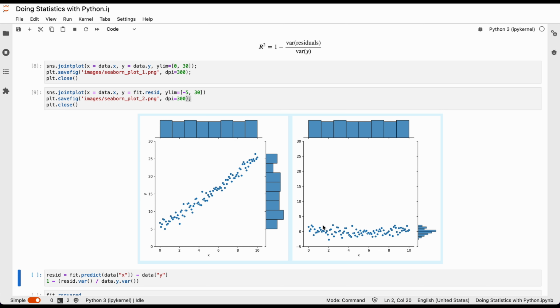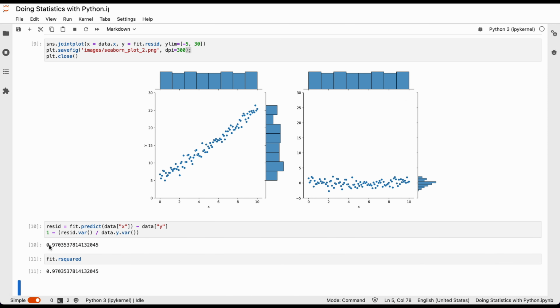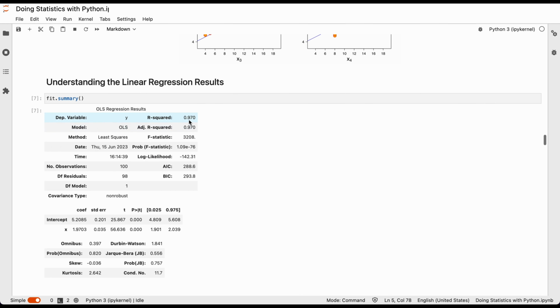How much variance got explained we can check by dividing the variance of the errors, so the residuals, by the total variation of y, and then subtracting all that from 1. This gives us our r-squared, which in this case is 0.97. So 97% of our variance got explained through our linear model. And this is also the value we can see up here.